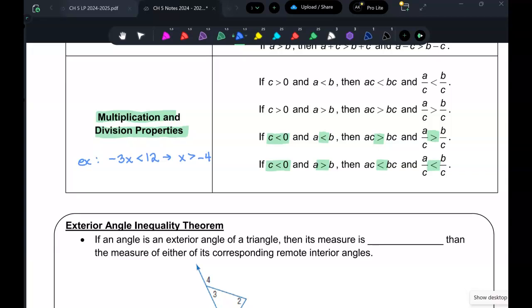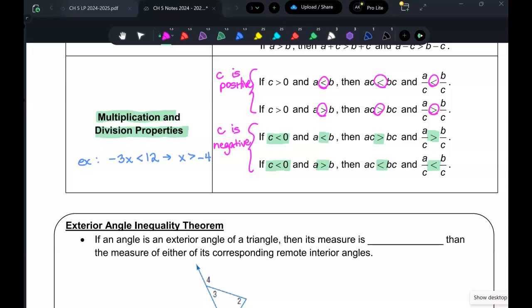C is greater than 0. Oh no, these okay. This is if C is positive here. If C is positive, the sign doesn't change, right? So if it's less than, it stays less than. If it's a greater than, it stays greater than. Okay? This is saying now, what if what we multiply or divide by, C, is now negative?